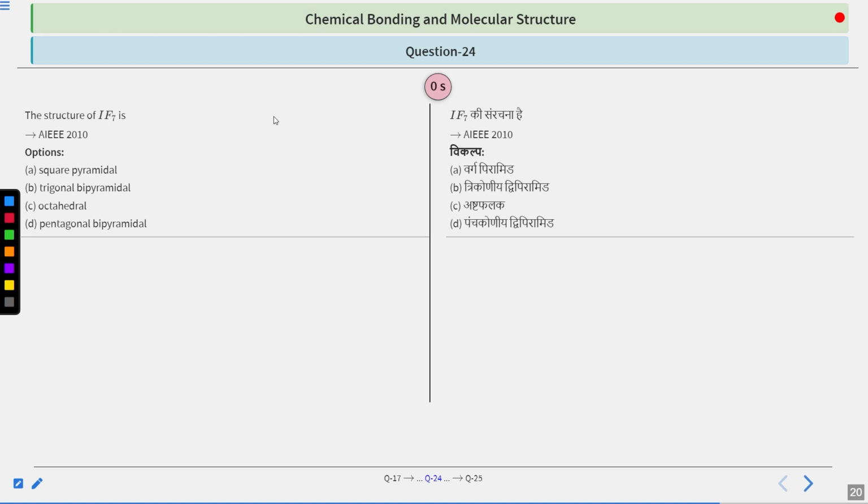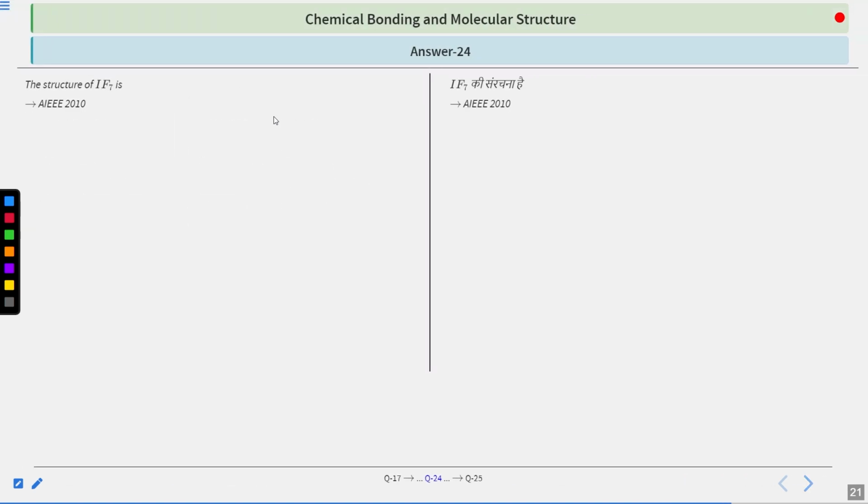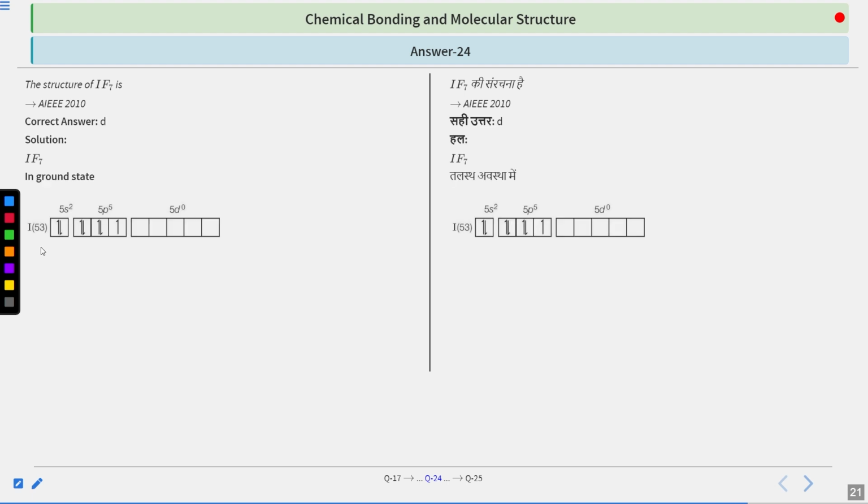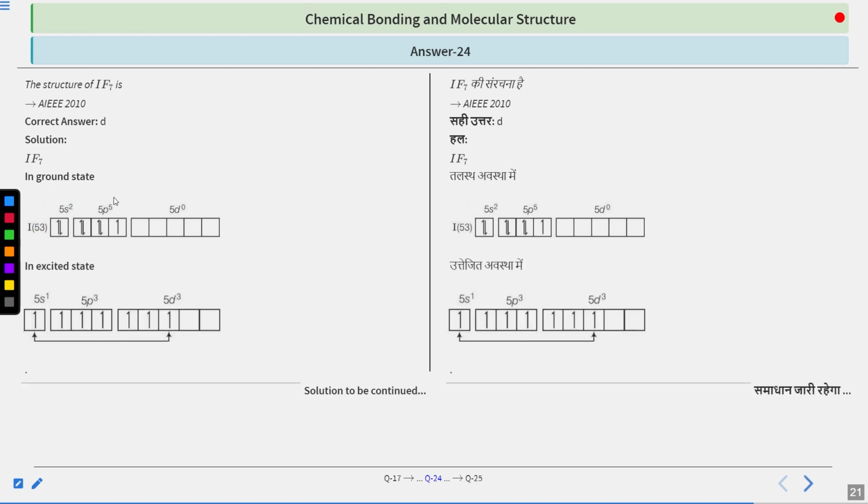Okay. Now let us see how this can be solved. We have to find the structure of IF7. The correct answer is D. For that, we first of all consider the ground state electronic configuration of iodine, which of course has 7 electrons in the valence shell. So this will lead to this kind of configuration of iodine in ground state: 1, 2, 3, 4, 5, 6, and 7, that is 5s2 and 5p5. Now when iodine is in the excited state, all of these orbitals are singly occupied. That would result in sp3d3 hybridization. Clear?